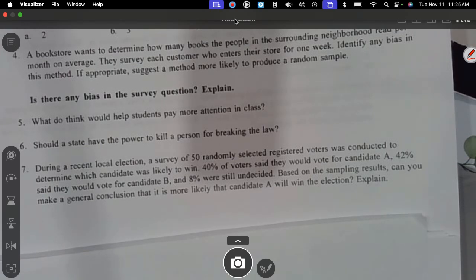All right, based on the results, can you make a general conclusion that candidate A is going to win? No. Well, you didn't ask enough people, first of all. 50 people is probably not a big enough sample size. You need a big number. I don't know what the number is, but no, it's not enough. And with that many undecided, I think it could probably still go either way.